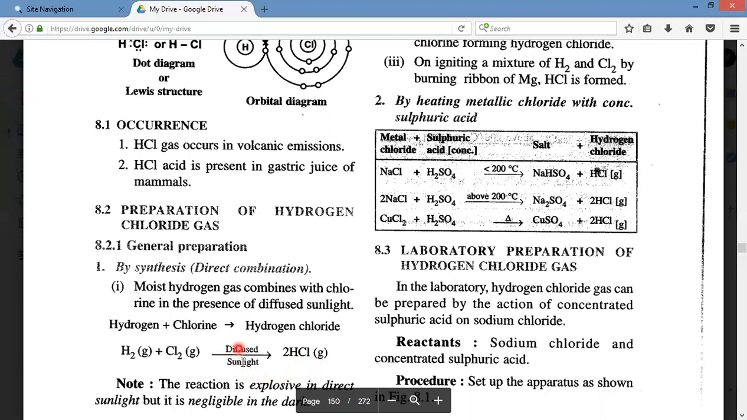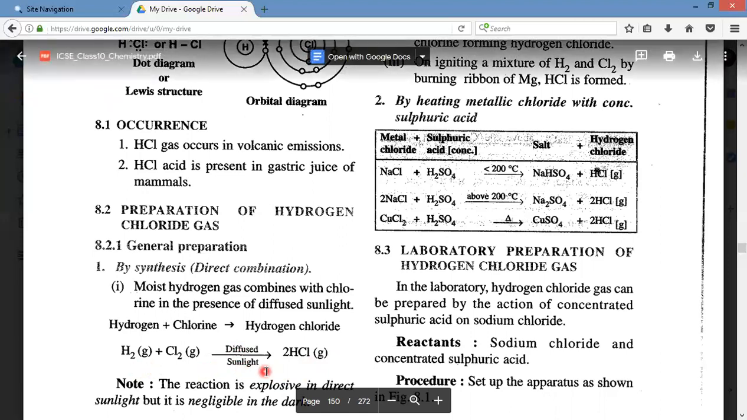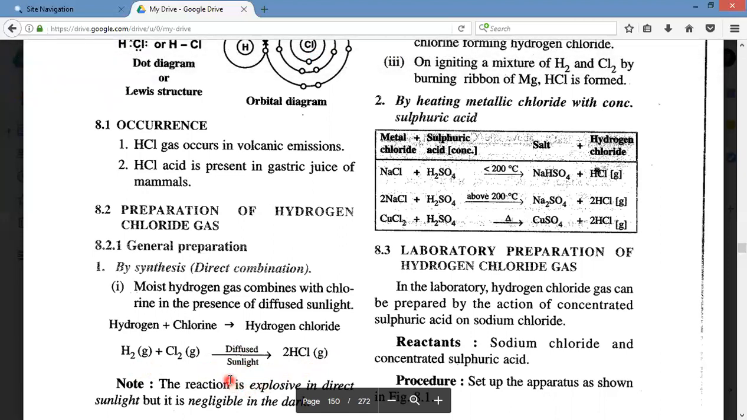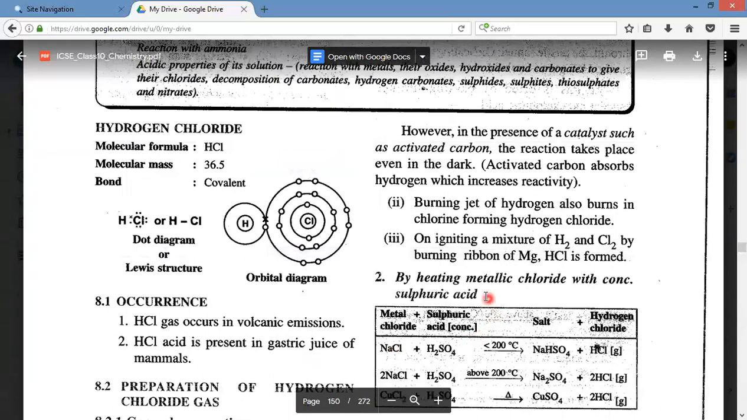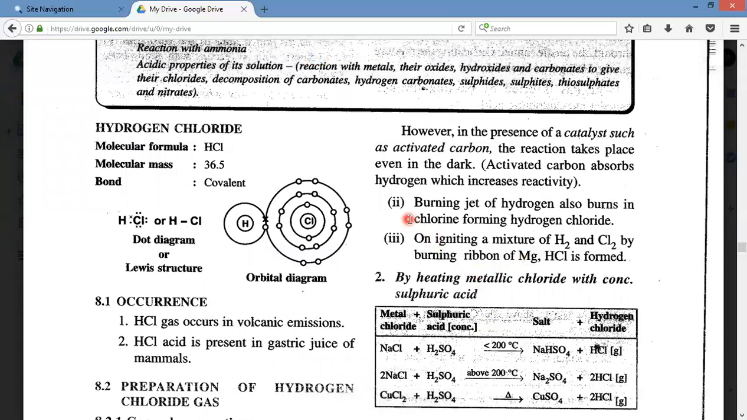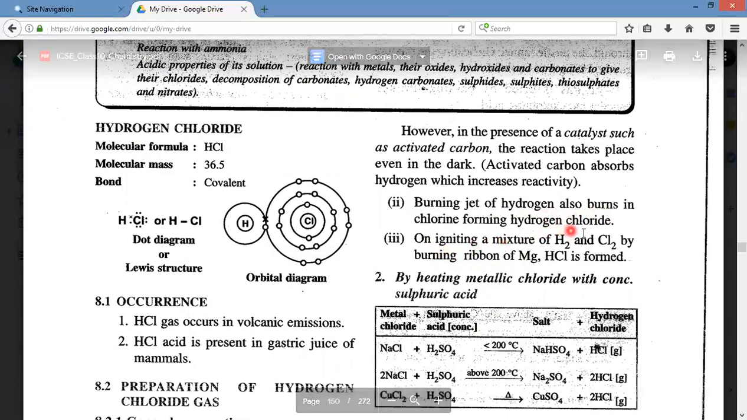If we give direct sunlight, the reaction is very explosive in nature. On the other hand, if we carry out this reaction in the dark, it is negligible. To increase the reactivity, we use activated carbon. That activated carbon is used to increase the reactivity of the hydrogen, and after the reaction, hydrogen chloride gas is formed. Another way is the burning jet of hydrogen. This burning jet of hydrogen also burns in chlorine, leading to hydrogen chloride.